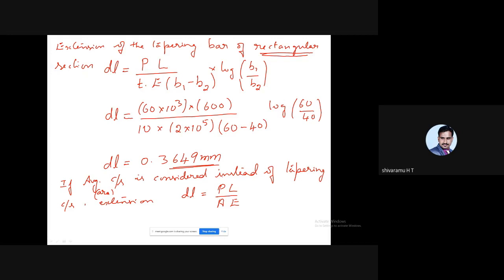So here the area we calculated in terms of t into b1 minus b2 log of b1 by b2. But here we are taking the average area. So the average area (AVG) will be equal to 60 at the one end and its thickness is 10, plus the area at the smaller end is 40 and its thickness is 10. For the area of the rectangular section, we know the breadth and thickness, or width into thickness, you can take.